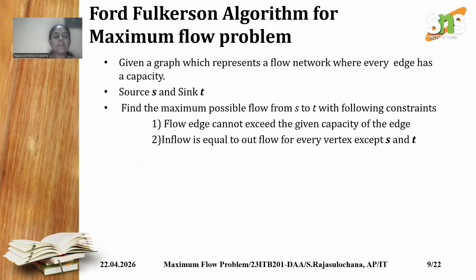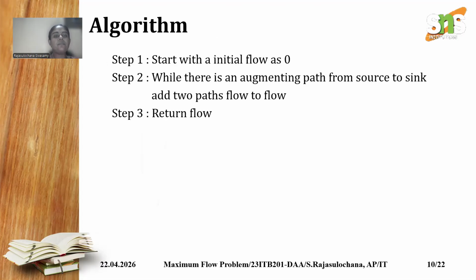The Ford-Fulkerson algorithm can be represented like this: you are given a graph which represents a flow network where every edge is associated with a capacity, and you have two specific nodes, the source node and the sink node. You want to find the maximum possible flow from the source node to the sink node, satisfying the constraint that the flow cannot exceed the capacity. And the second constraint is that the amount of inflow is always equal to the amount of outflow except at the source and target. So this is the working of the algorithm. You will start with an initial flow of 0 from the starting node. Whenever there is an augmenting path from source to sink, you will add the paths and you will return the flow.